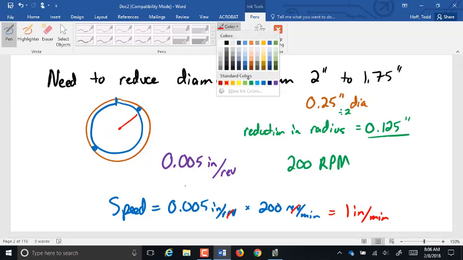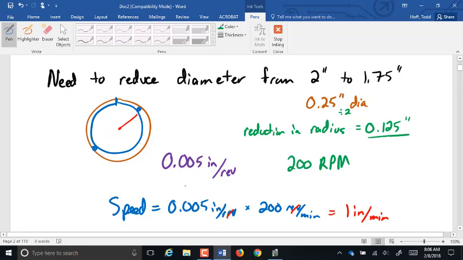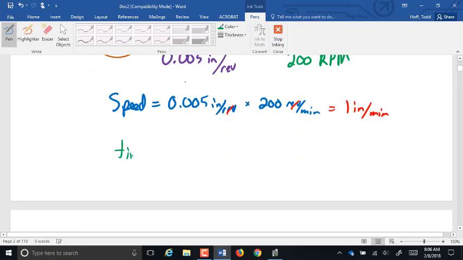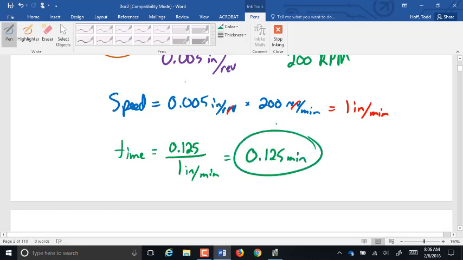So now the time required is equal to the length of that cut, 0.125 inches, divided by the 1 inch per minute, which means it takes 0.125 minutes to cut that.